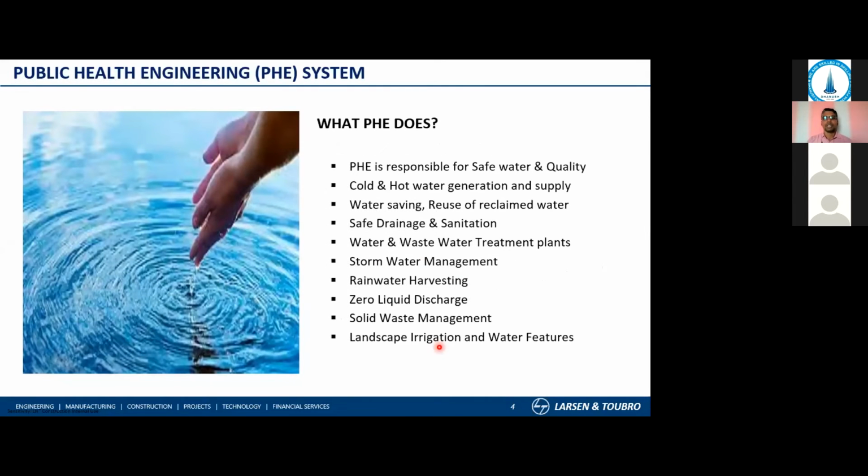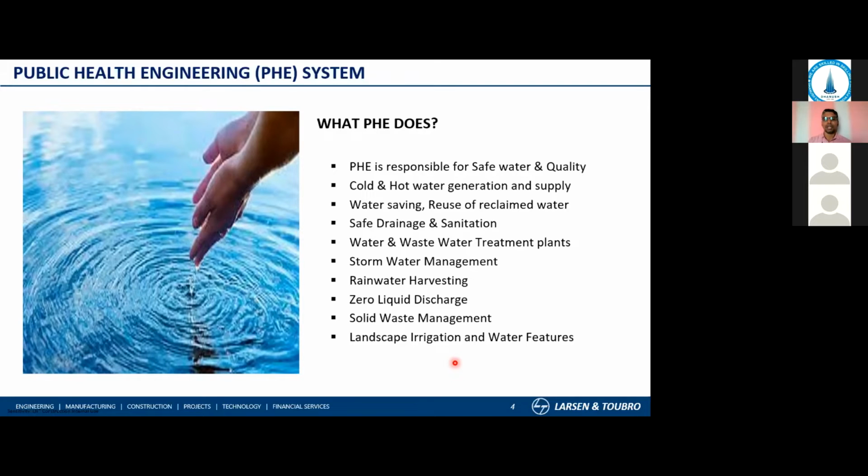So what does PHE do and what does it have in its hands? PHE is responsible for delivering safe water in good quality, and it generates hot and cold water and supplies it to the buildings. It has water saving measures that have to be followed, and how to reuse that water, and how to keep the drainage in a building in good shape to maintain proper sanitation conditions, and the kind of water and wastewater treatment plants to provide in the buildings as well as communities, then stormwater management around the buildings and around the project.